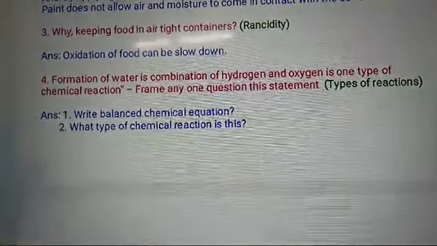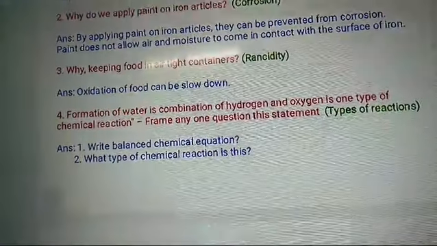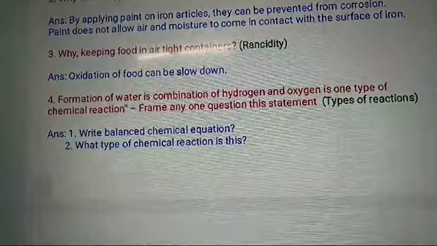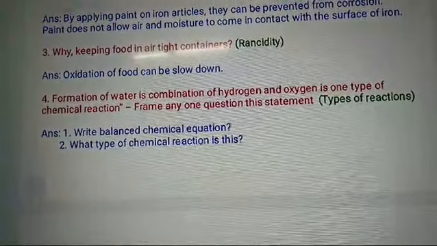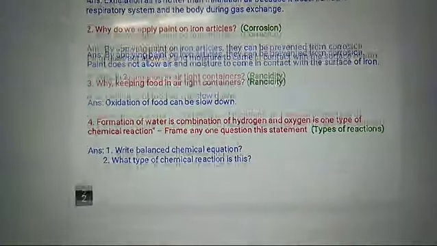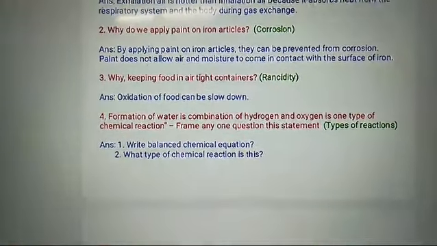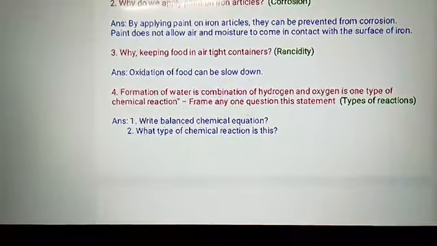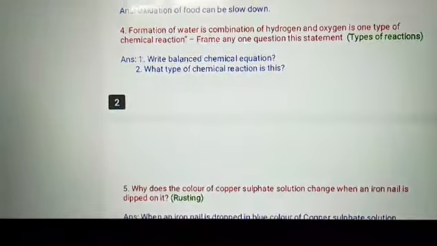Similarly, there is an experiment in your chapter related to corrosion. Why do we keep food in airtight containers? It is a topic related to rancidity. Rancidity means the food will be spoiled when it is exposed to air. That is called oxidation of food. When it is kept in an airtight container, the oxidation will be slowed down.